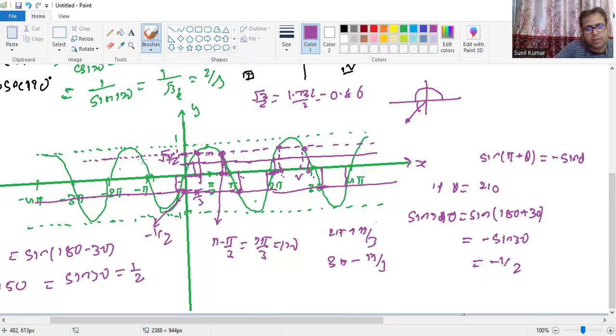Likewise, again here we can see we have a negative value. So for every different value of angle, you can show that you will get the same value. Similarly for cos, you will get the same.